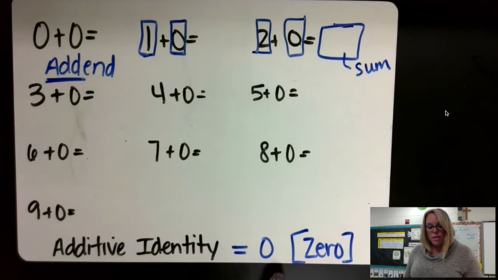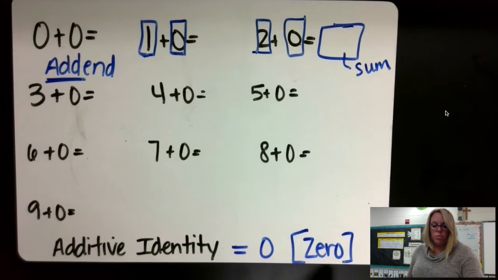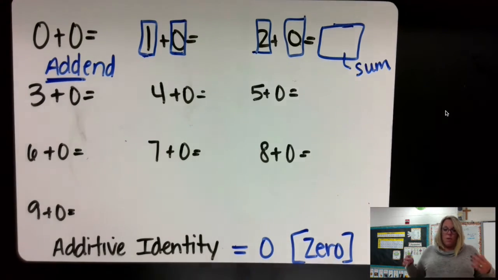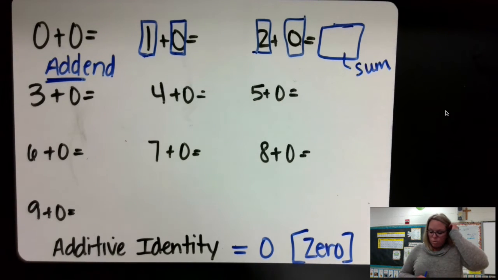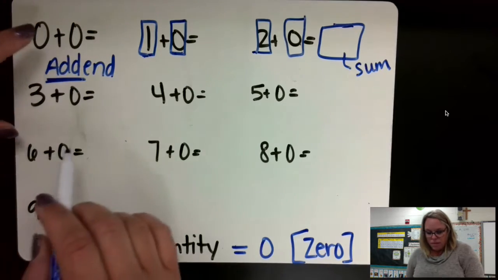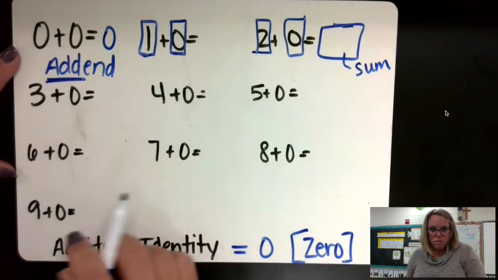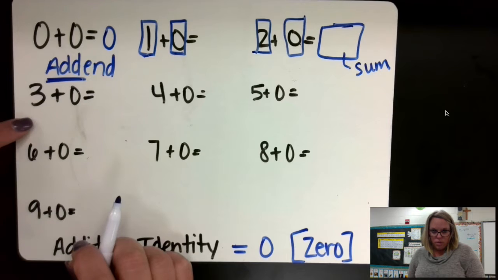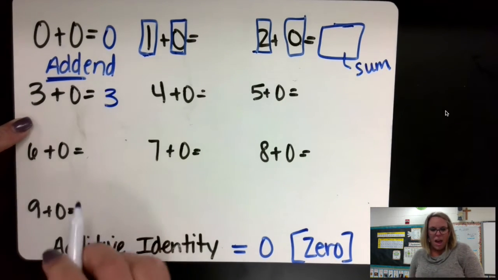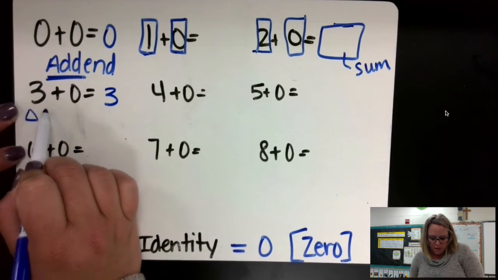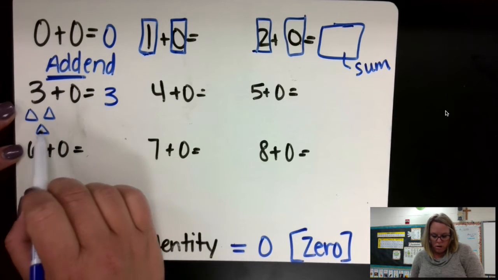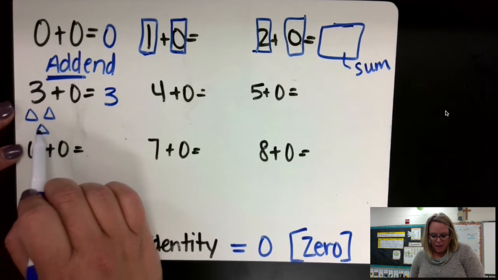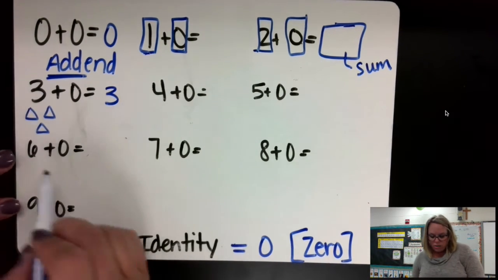So let's take a look at these problems. We're going to point to the problems, and as I point to the problems, you're going to think to yourself what the answers are going to be. You can say them out loud in the video. It's not a big deal either way, but we're going to go through these problems. 0 plus 0 equals 0. 3 plus 0 is going to be 3. And why do I know that that's true, you guys? If I have three triangles plus no more, how many do I have?